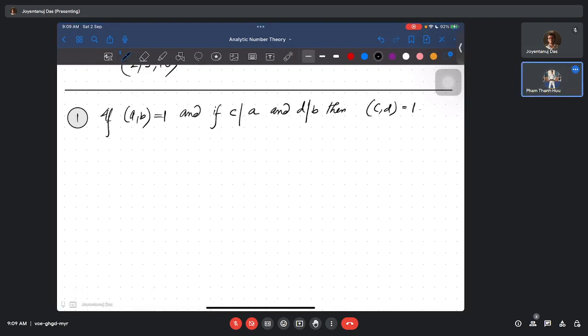So how will you show that? I am considering that if GCD of A, B equals one, A and B are relatively prime. They don't have anything common. That is what we know. The GCD is one. For example, suppose 4 and 9 you can take, right?